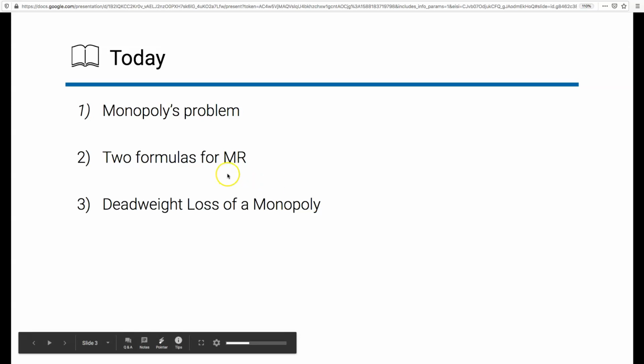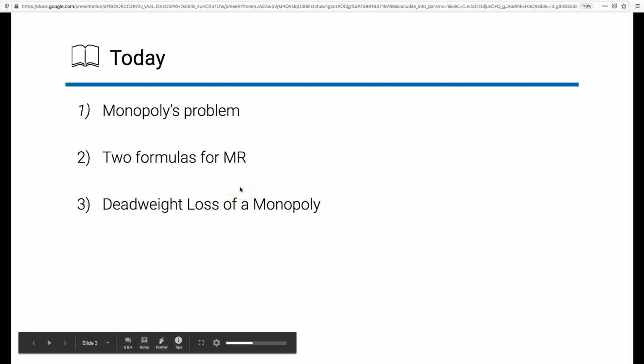Second, I'm going to talk about the technical detail. I'm going to present you with two formulas for the marginal revenue of a monopoly. And finally, I'm going to talk about the welfare loss that a monopoly generates. So we're going to look at the deadweight loss of a monopoly and how to calculate it.